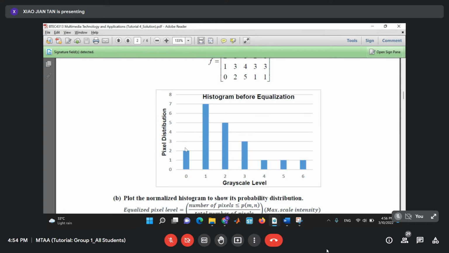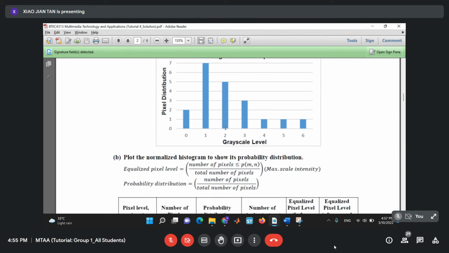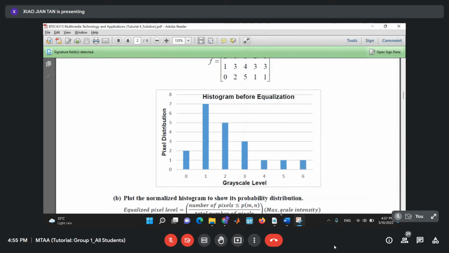Whenever you draw a histogram, chart or graph, make sure you give me the legend and the axes accordingly. For example, you don't just put 0 to 6 and 0 to 8 without putting pixel distribution or grayscale level. A caption is still okay, but the naming of the axes must be present. If not, I will not give you marks, just like the SI unit; without the SI unit, marks will be deducted. So this is for A. That's all.